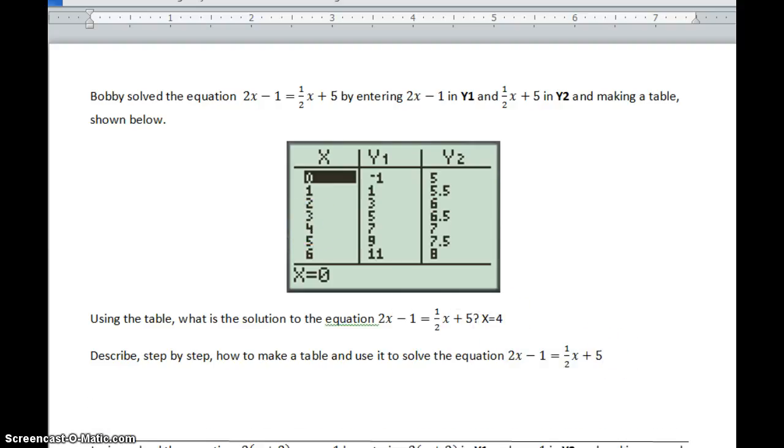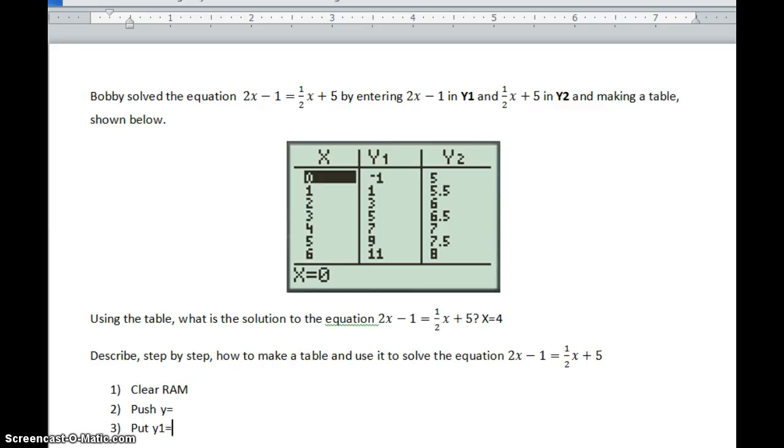And then it says, describe step by step how to make a table and use it to solve the equation. So how do you make a table? Well, first you always clear the RAM. So the first step is always to clear the RAM. The second step is to push y equals, and y equals is where you're going to put the two functions in. And then you put y1 equals 2x minus 1. So I put y1 equal to the left side, that's 2x minus 1. And then I put y2 equal to 1/2 x plus 5. y2 is 1/2 x plus 5.